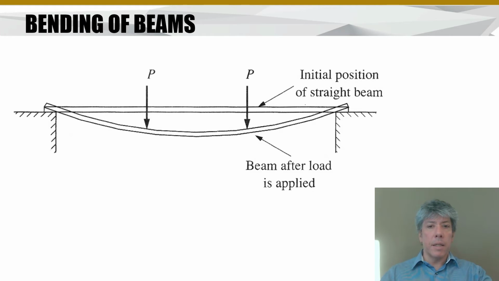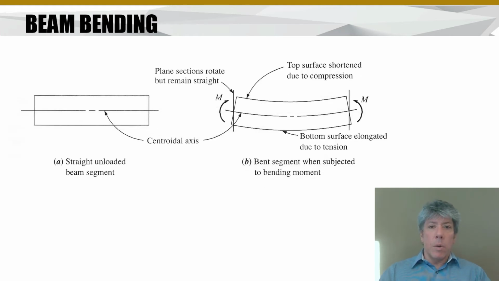So when a beam bends, if you think about it, if you have a straight segment and you bend it like I mentioned, the top section has to get shorter and the bottom section has to get longer. I should say the bottom and top surfaces get shorter and longer. And the reason for this is because of the deformed shape of the beam.